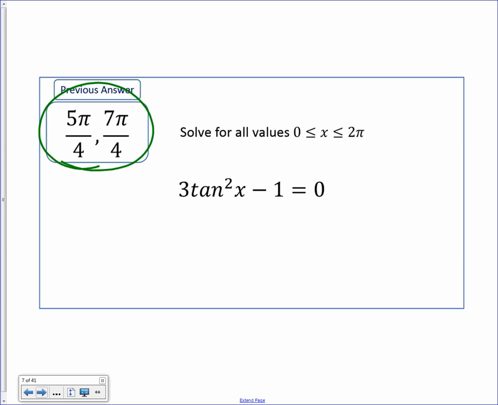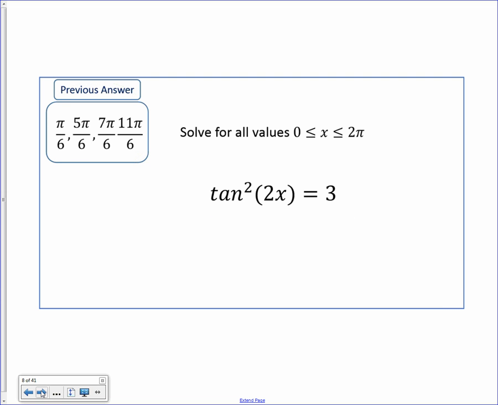5 pi over 4 and 7 pi over 4, which means this is your next problem. Okay, the answer to this particular problem is pi over 6, 5 pi over 6, 7 pi over 6, and 11 pi over 6. Okay.